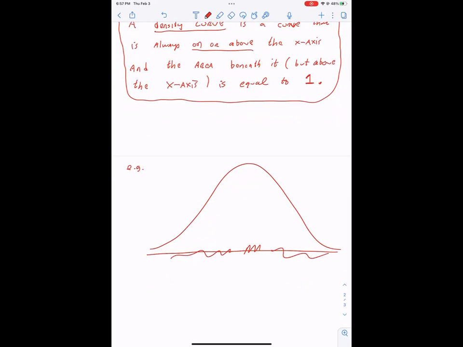So the density curve is an idealization. It's a belief of what any measurement might follow, whereas the sample is always a histogram, and therefore it's an actual approximation to this idealization. Does that make sense?